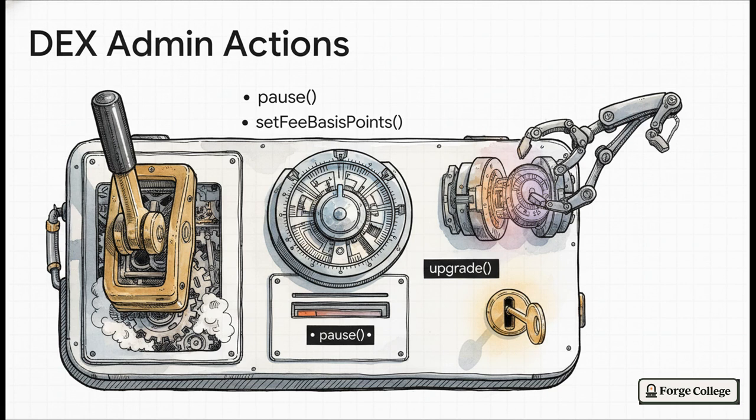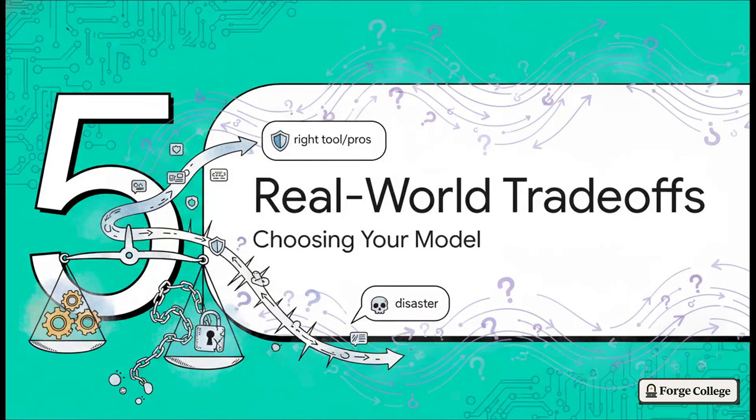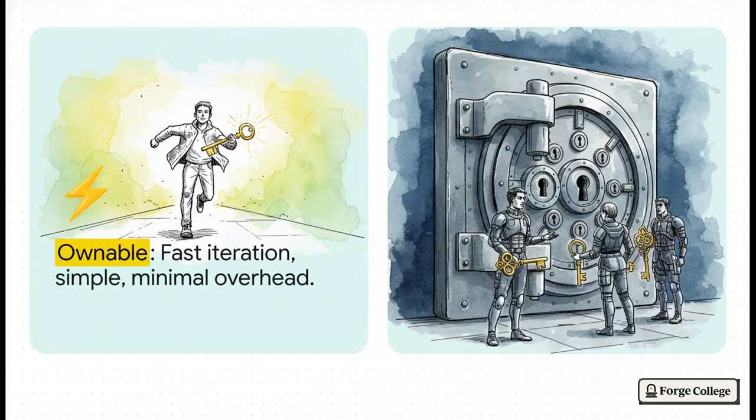And that's exactly why deciding when to transfer or renounce that power is quite literally the most important architectural decision you are going to make. And that flows perfectly into Section 5, Real-World Tradeoffs. Choosing your model. So, the ownable pattern gives you incredibly fast iteration. The code is dead simple, and the operational overhead is basically zero, because one person just clicks confirm in their wallet. It's a fantastic tool for early-stage startups or non-critical systems.